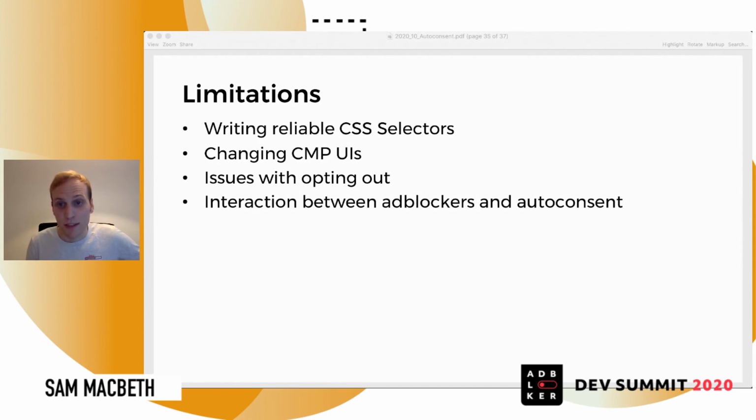Thirdly, there are some issues on some sites after opting out, which can be quite confusing for users when they don't see why this happened. So several sites will, for example, just redirect to a privacy policy or other page after you opt out. There's also some potential for conflict between autoconsent and ad blockers. So if ad blockers are blocking some resources that the CMP needs to work, then autoconsent may get stuck.